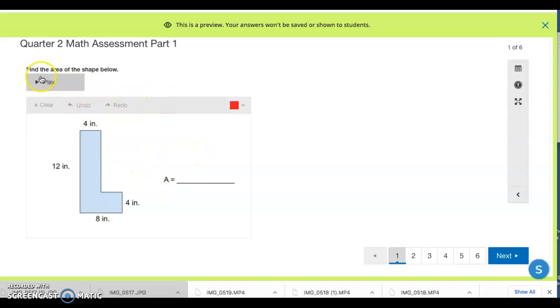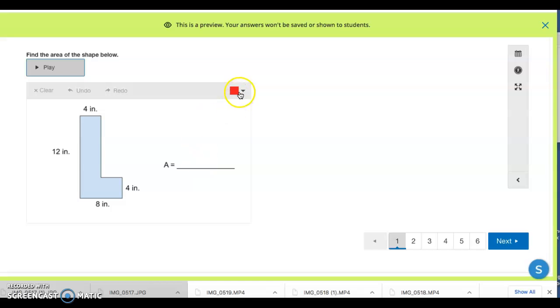And so the first thing that you can do is you can play the directions. Find the area of the shape below. So I've read all the directions to you, and then what you're going to do is once you click on this, you can draw on it. And so if you need to draw to be able to find the area of the triangles, then you can do that.